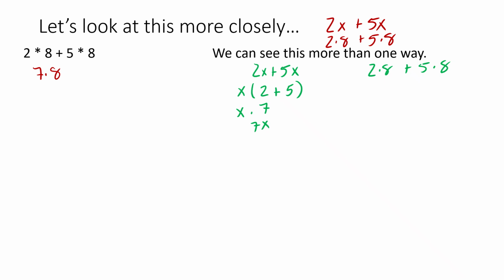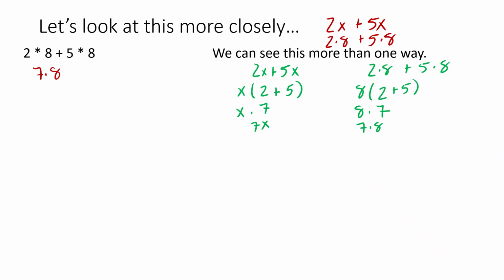Now, it might be a little bit easier to look at this with the 8. I have 2 times 8 and then 5 times 8, so I could factor out the common factor of 8, and I would be left with 2 plus 5, and of course 2 plus 5 is 7. Now I've got that written as 8 times 7. Over here I said 7 times 8. We do know that those are the same thing, so I could just switch the order around and you could say 8 times 7 is 56, so is 7 times 8. So you can actually look at that more than one way.